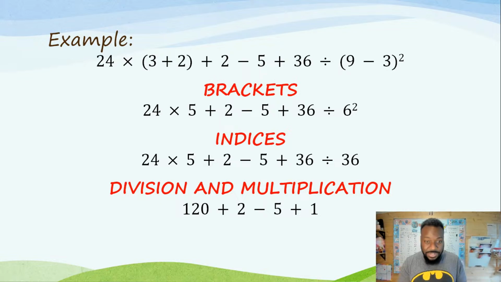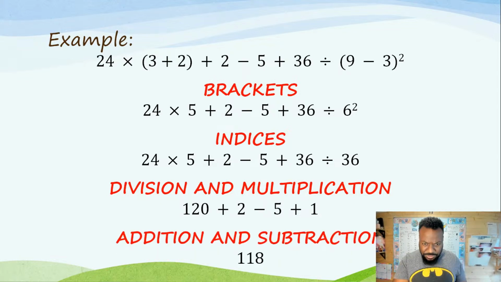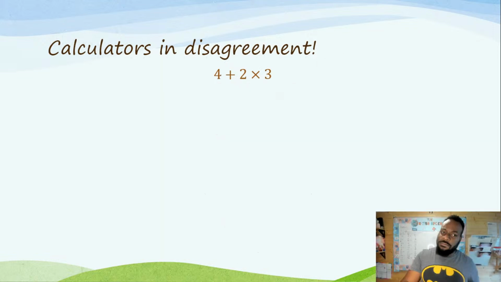Solved on that point. Now we have a multiplication on the left. The 24 times 5, we got 120. Again, the problem is now becoming simpler and shorter, which is good for our brains and our eyeballs. Addition and subtraction. There we go. So we deal with that. We do 120 plus 2, and then we take away the 5 minus 1. And there you go. You got the answer, 118. That's how you do it in a nutshell.